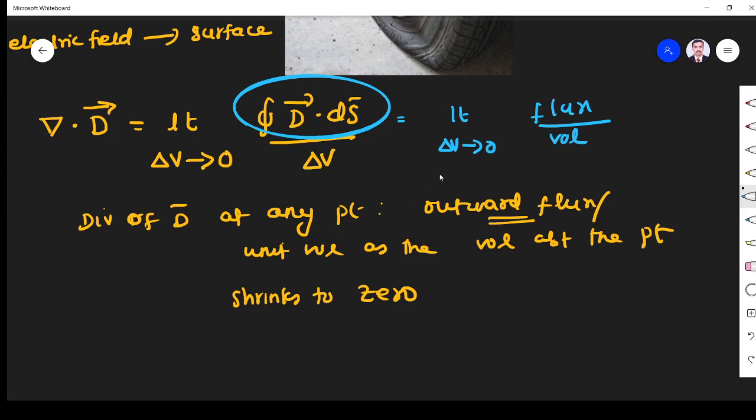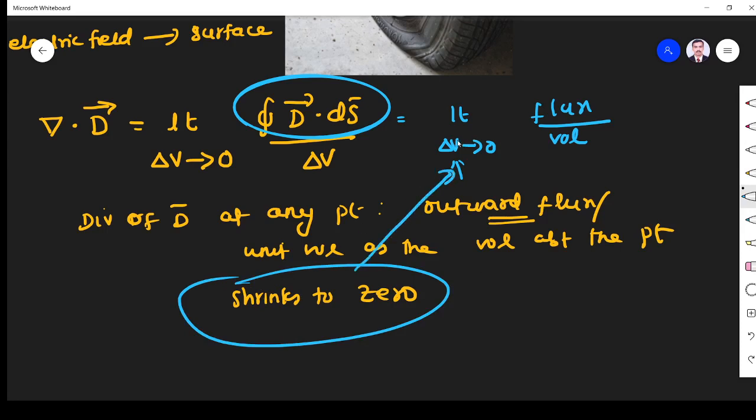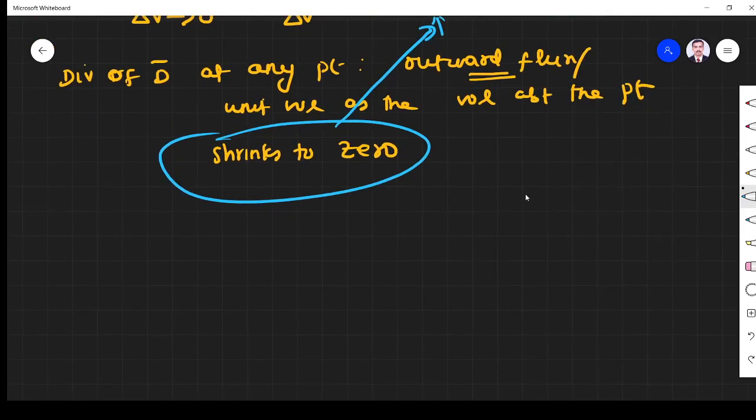Now we compare. Divergence of vector D is defined at a particular point as the outward flux per unit volume as the volume about the point shrinks to 0. Volume shrinks to 0 indicates del V tends to 0. It is flux per unit volume. That's what divergence is about. Okay, let us go in depth now.